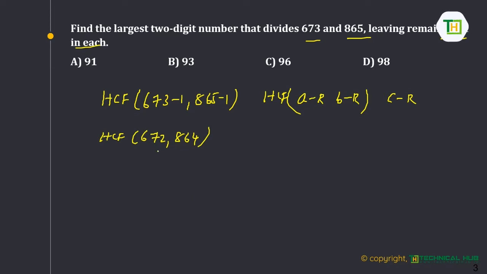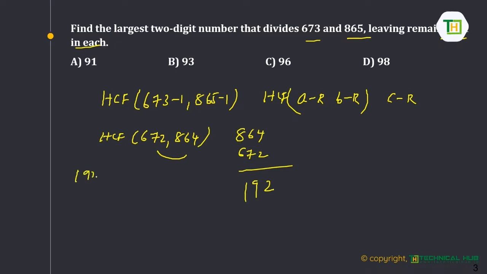So what is the shortcut method? First of all, take the difference between these two numbers, 864 and 672. Suppose three numbers are there, then out of the three numbers you have to take the smallest difference. Here only two numbers are there. Take the difference. What is the difference here? 4 minus 2, 2. 6 minus 7, borrow, 9. And 7 minus 6, 1. So 192.